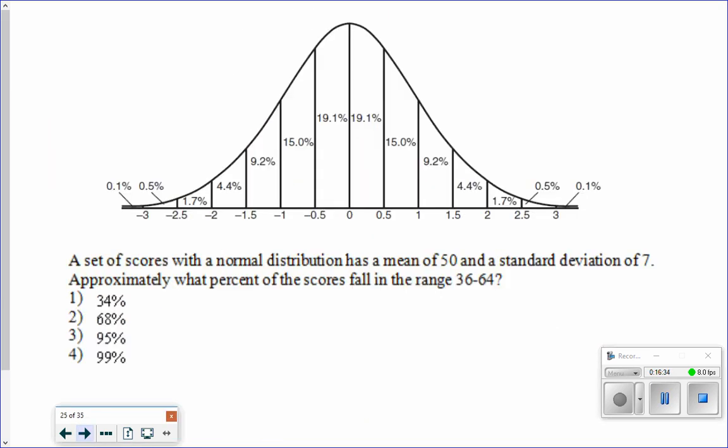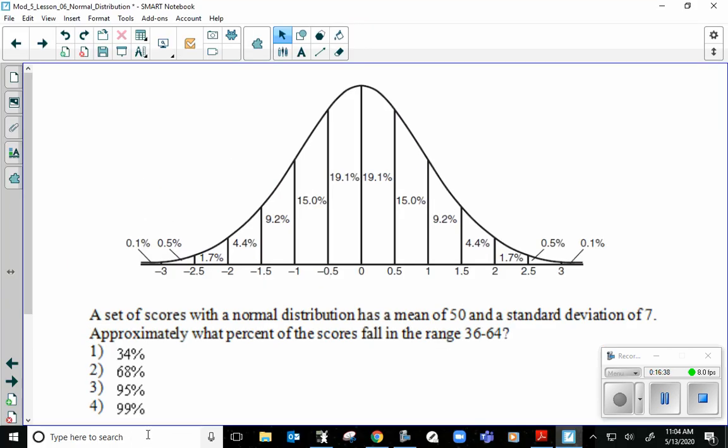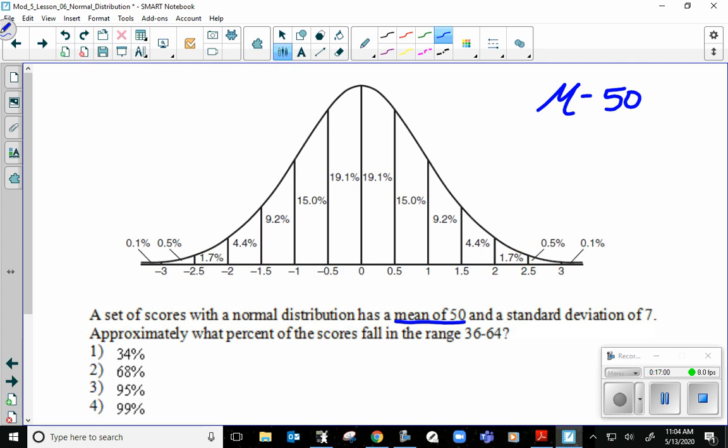So let's do some problems, shall we? I think if I minimize this, it all shows. I'm going to show you how we use this chart, but then I'm also going to show you how to do it in the calculator, which is easier. All right, so a set of scores with a normal distribution has a mean of 50. That's my mean, and it goes right in the middle. And a standard deviation, using the symbols from the calculator, of 7.